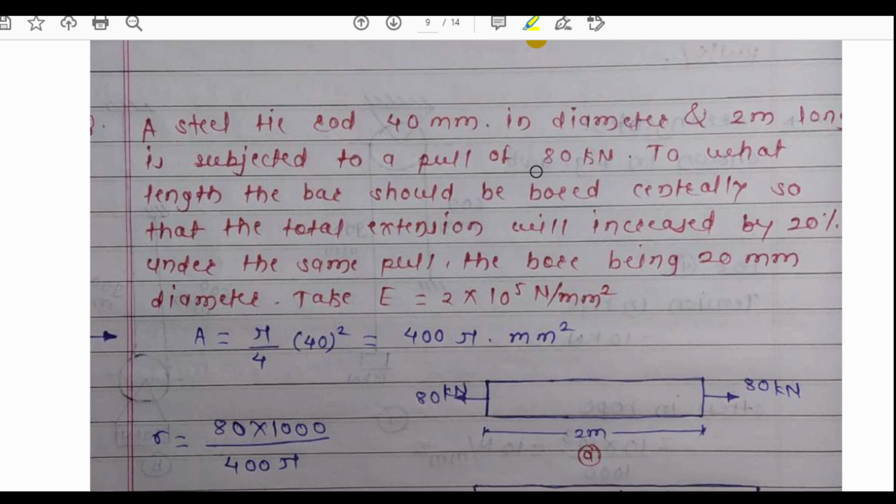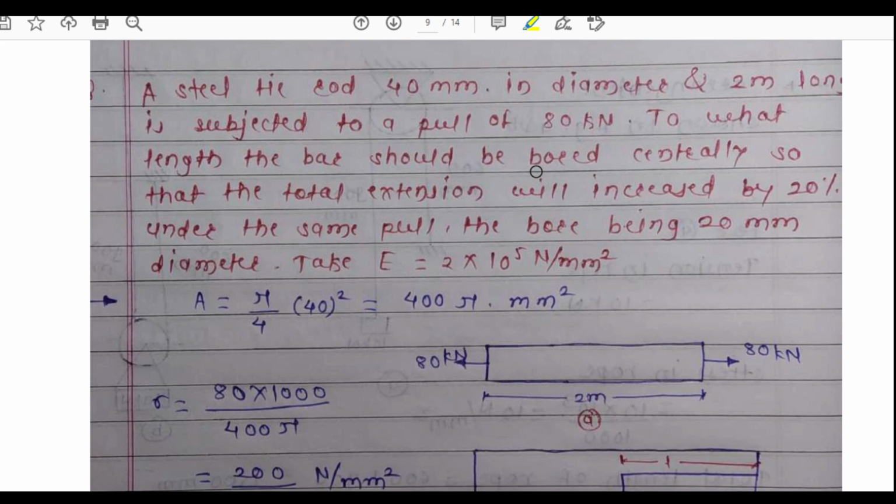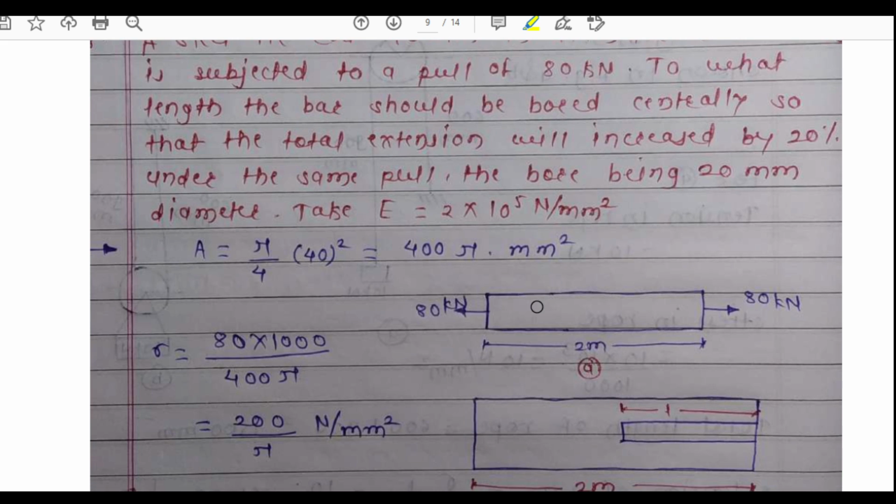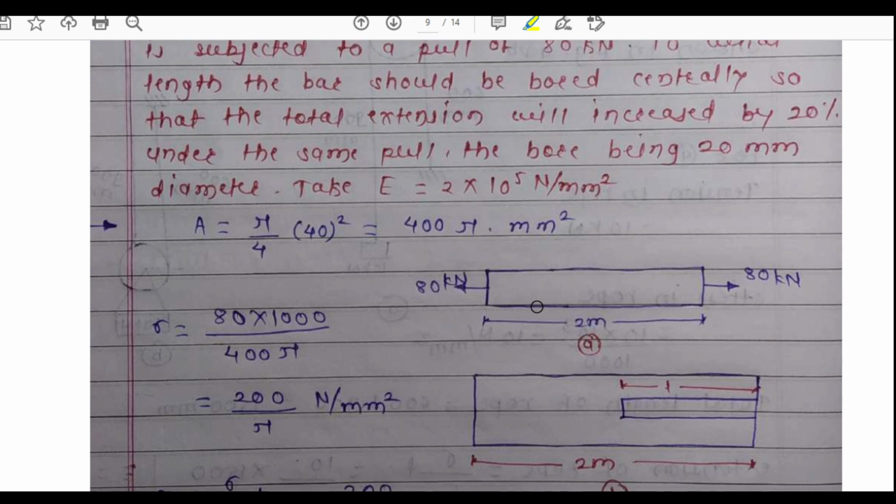Now, second: a steel tie rod 40 mm in diameter and 2 meters long is subjected to a pull of 80 kilonewton. Here a pull of 80 kilonewton is there. To what length the bar should be bored centrally so that the total extension will increase by 20% under the same pull. The bore being 20 mm diameter, take E equals 2 into 10 raised to 5 newtons per mm square. Now here they have given the rod of 40 mm diameter.